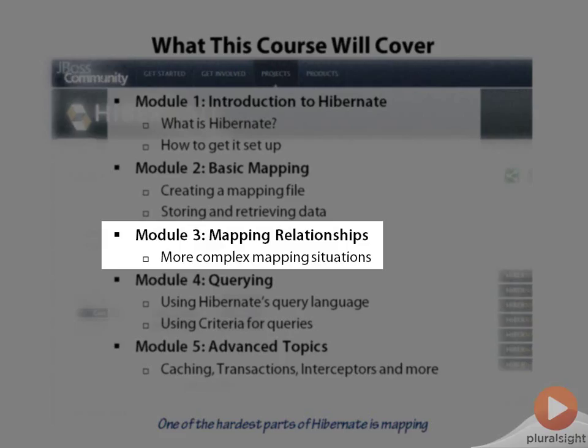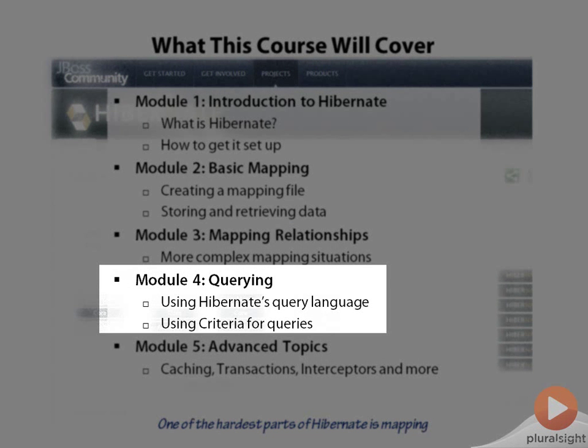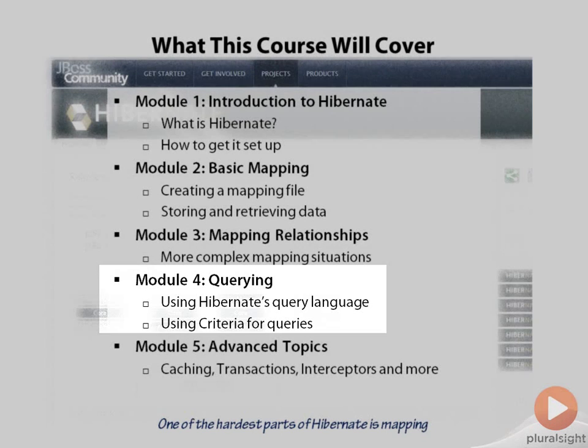We'll learn how to map different kinds of relationships, like one-to-one and one-to-many, and get into some of the complexities of mapping files. Then, in Module 4, we'll learn all about querying using Hibernate. We'll learn the basics of using the Hibernate query language to query objects stored in a database, and see how to use the criteria APIs to create complex queries.